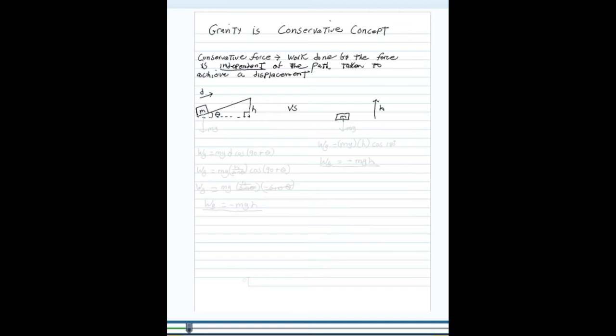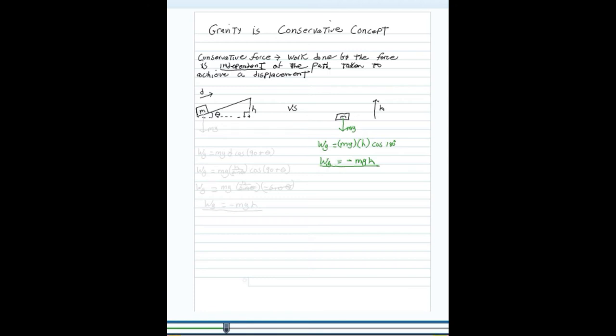If gravity is pulling down on the object, what we can say is that the work done by gravity equals the force, which is mg, times the displacement, which is h, times the cosine of the angle between mg and h. Well, if we look, mg is down and h is up. So we have cosine of 180 degrees. We get that the work done by gravity is negative mgh in this situation.